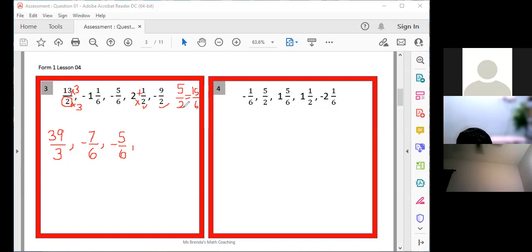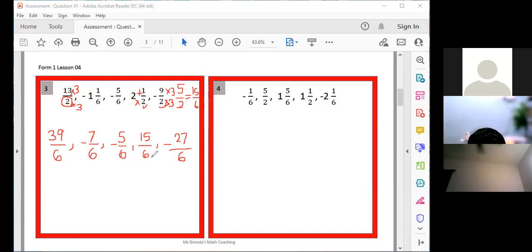So 5 over 2, if I'm going to change it over 6, it will become 15 over 6. I hope you know how it gets. Times 3, times 3. So 15 over 6. And finally, the last number also times 3, times 3, and it will be a negative. 9 times 3, 27 over 6. That's it. Sorry, I wrote 3 here. This is supposed to be 6. So now all our denominators are 6.